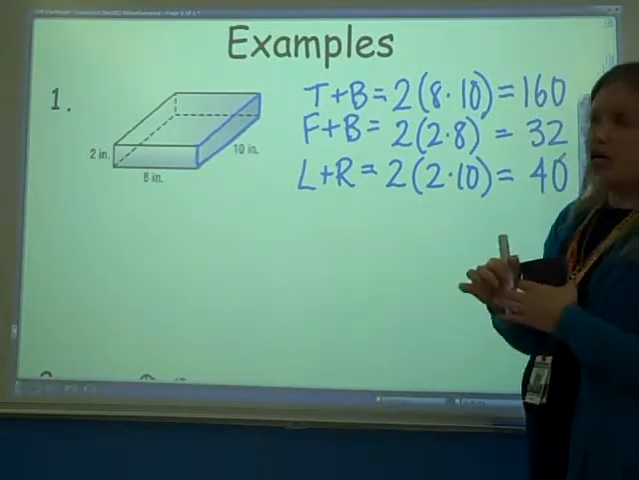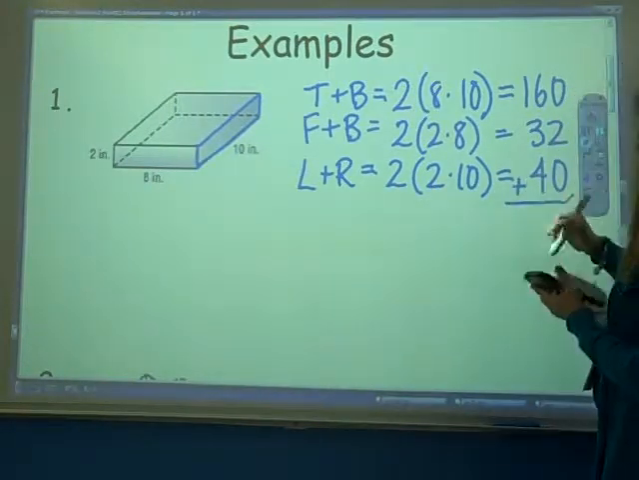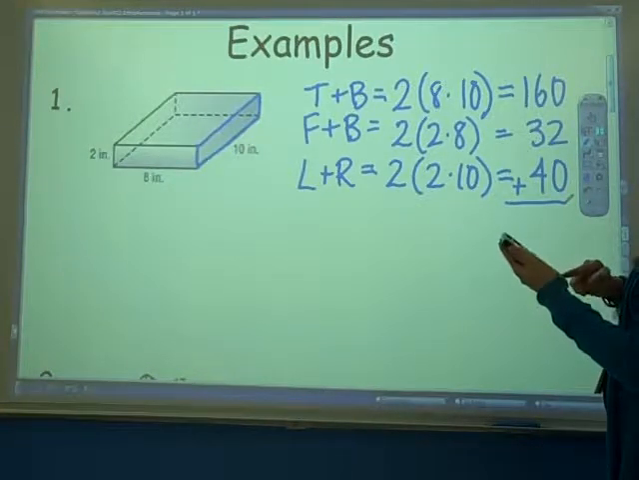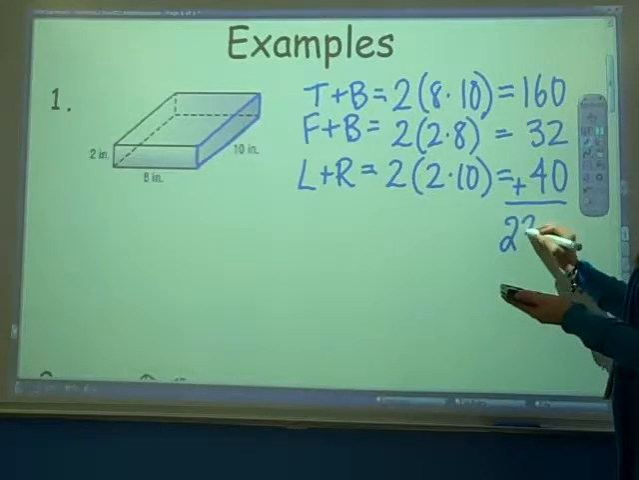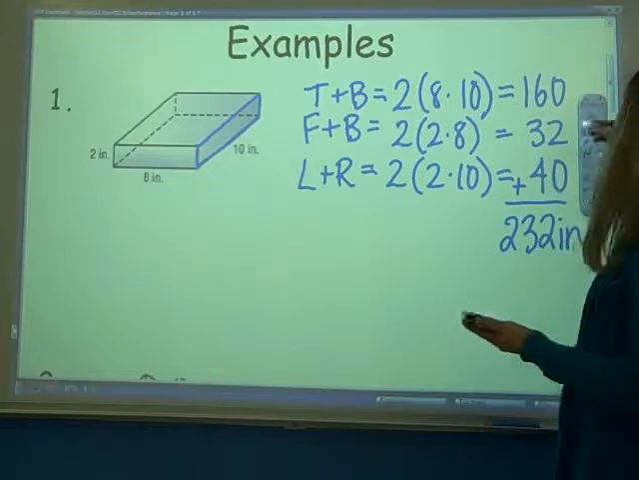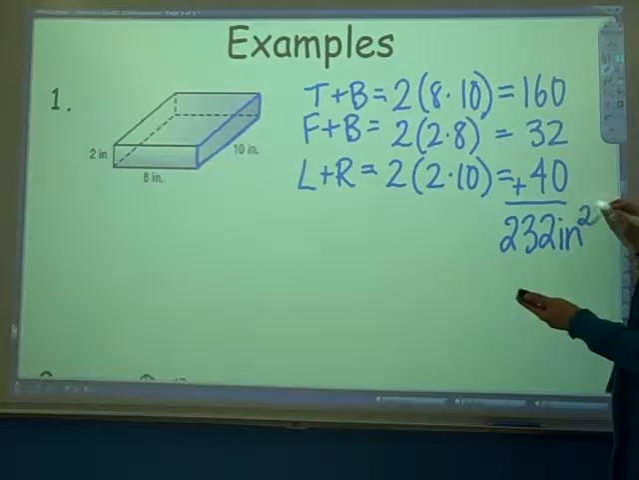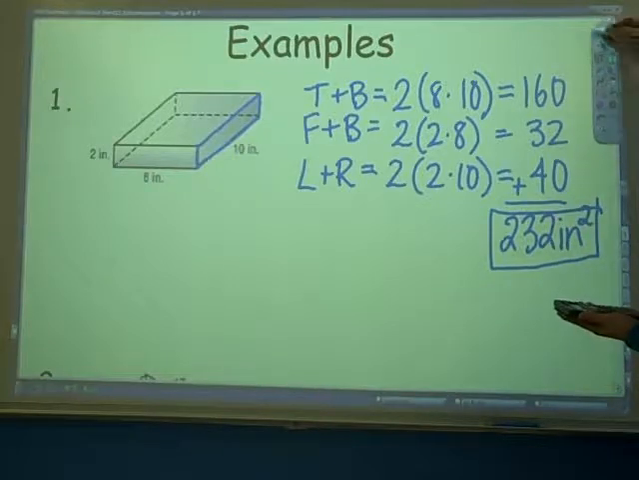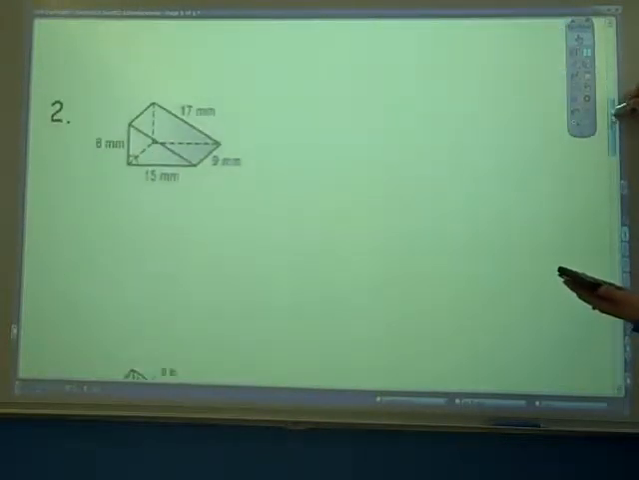Then you're going to add them all up. 160 plus 32 plus 40. You get 232 inches. Now it's only area, so it's inches squared, not cubed. And that's your answer. Let's try 3 more, and then we're done for today.